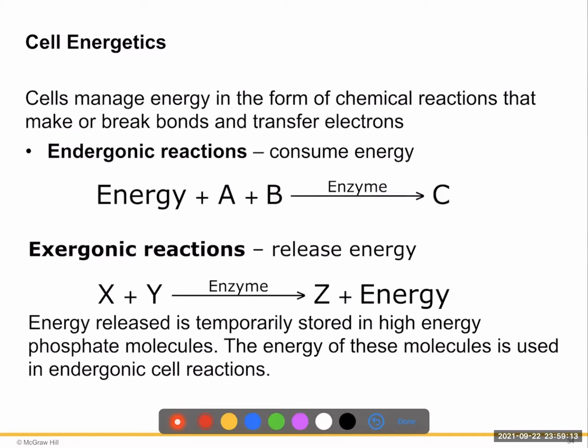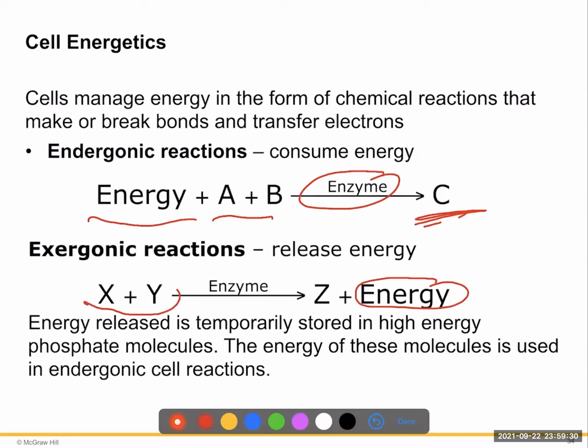So endergonic reactions use energy. Energy plus your reactants go to your product. And this is your energy. That's endergonic. They use up energy to form the product. Exergonic releases energy. Okay? So you have X and Y, and you form your product, and energy is being released. Energy released is temporarily stored in high energy phosphate molecules to transfer a phosphate group. The energy of these molecules is used in endergonic cell reactions. We reuse that to have our endergonic reactions take place.